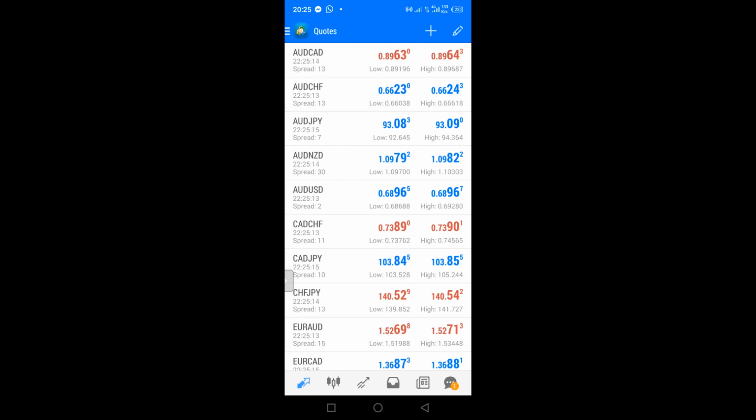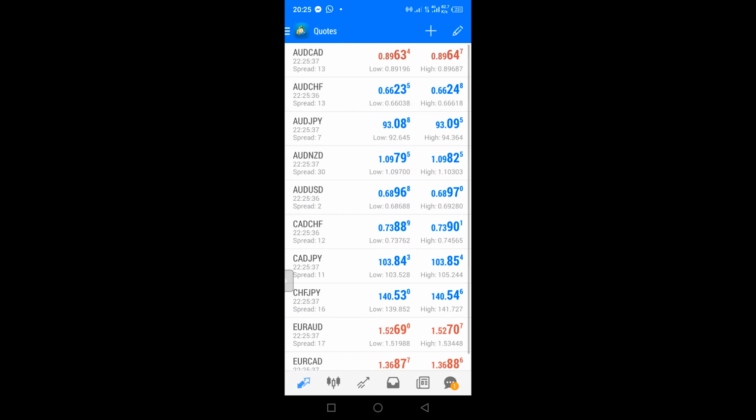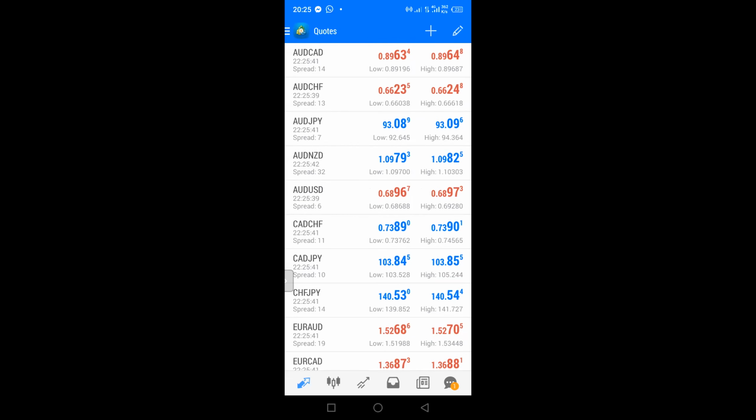At the blue banner up there, there are two tools you could use. There's the plus sign, and there's one that looks like the symbol of a pencil. If I click on that plus sign, it takes me into this interface where I can find more symbols. I'll give you an example. Right here on my screen, going back to quotes, I can't find gold. If you're a science student, you know the symbol for gold is AU, right?